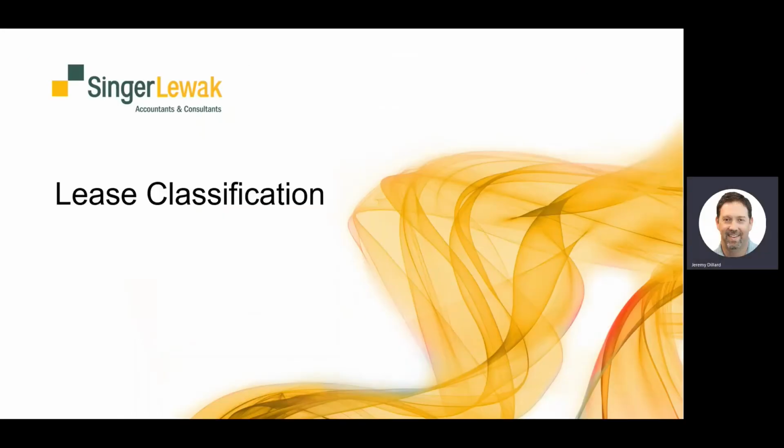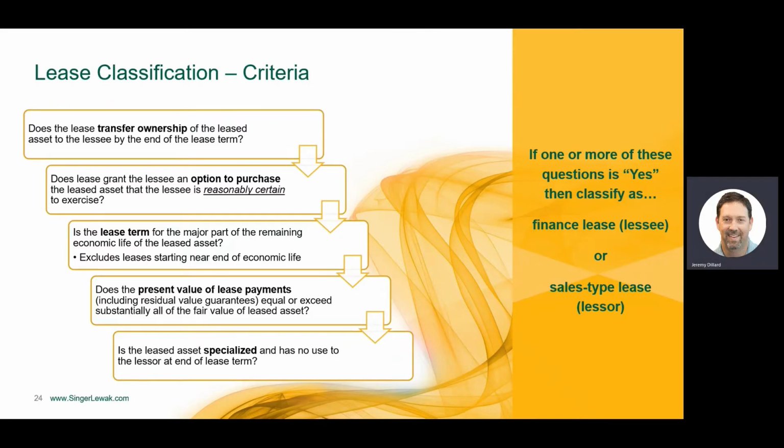Okay, now that an entity has determined that it must adopt ASC Topic 842 and the available practical expedients, let's talk about how to classify the lease. Keeping the approach simple, the question is whether to classify the lease as operating or not. This slide presents the criteria for not having operating lease treatment. A yes answer to any of these questions will trigger finance lease accounting for lessees or sales-type lease accounting for lessors.